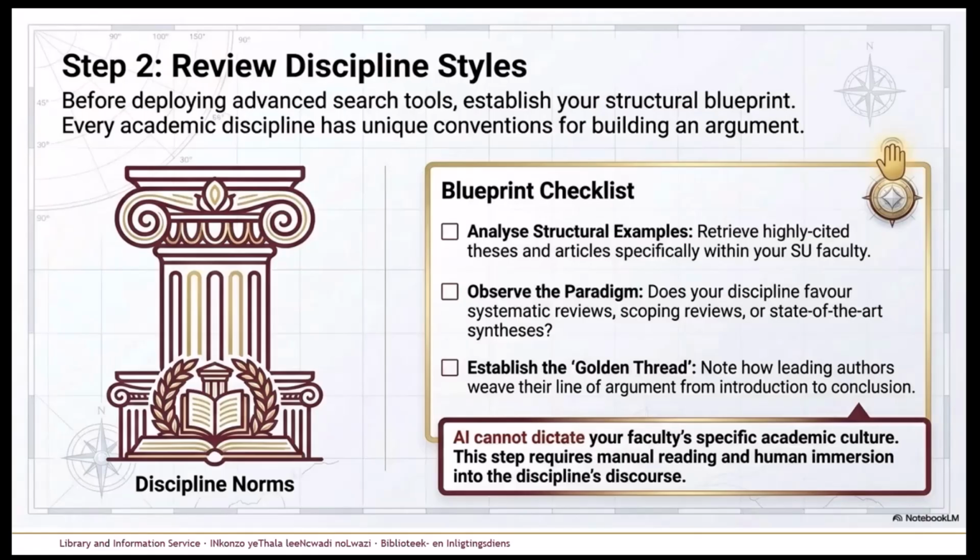Observe the paradigm. Does your discipline favor systematic reviews, scoping reviews, a state-of-the-art synthesis, or a standard literature review? And also look at how others make use of the golden thread. The golden thread is a key principle of a good literature review and a good thesis. It's basically the line of argument, the line of debate, the flow that needs to go through your entire thesis, and also through your entire literature review.